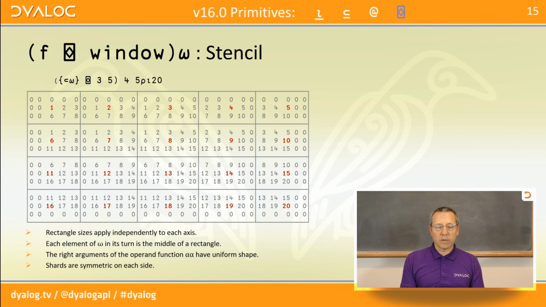You can see that the function, dfn enclose omega, has been called 20 times, each time with a 3 by 5 array. It's been called exactly once for each item of the right argument. Each time, one of the items of the right argument is the middle of the argument passed to the stencil function.